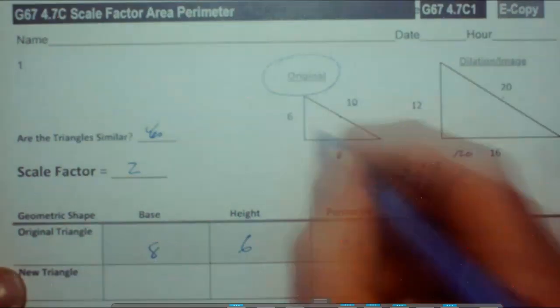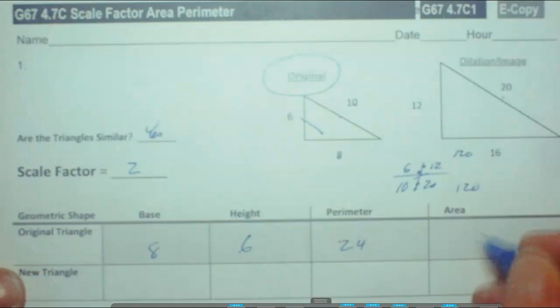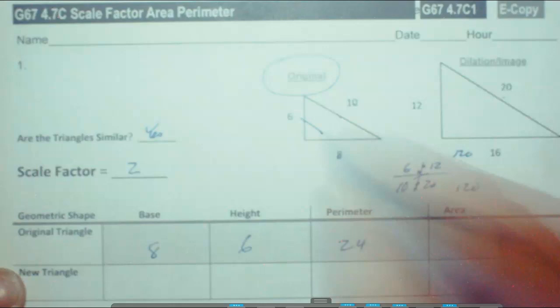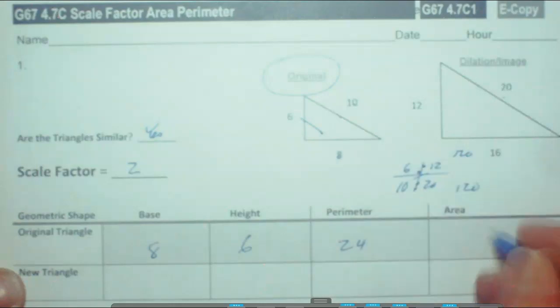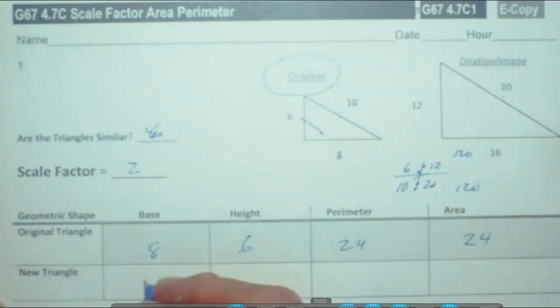And the area is going to be 6 times 8, which is 48. We have to divide it by 2, which gives us 24. All right, so let's look at the new triangle. The base is double. That makes sense, because that base is 8. The height is double.